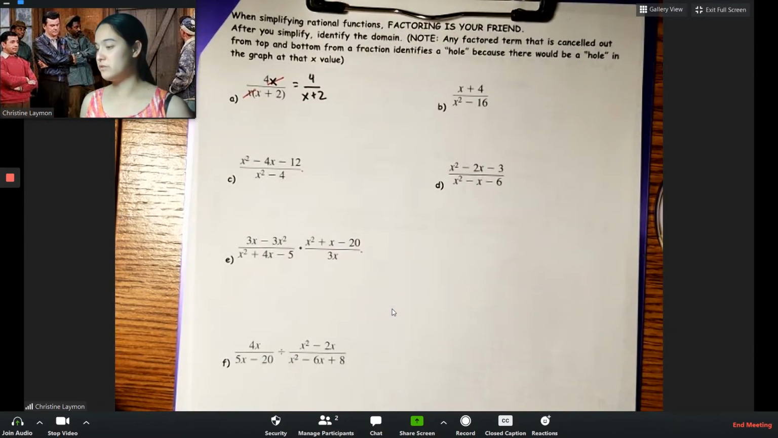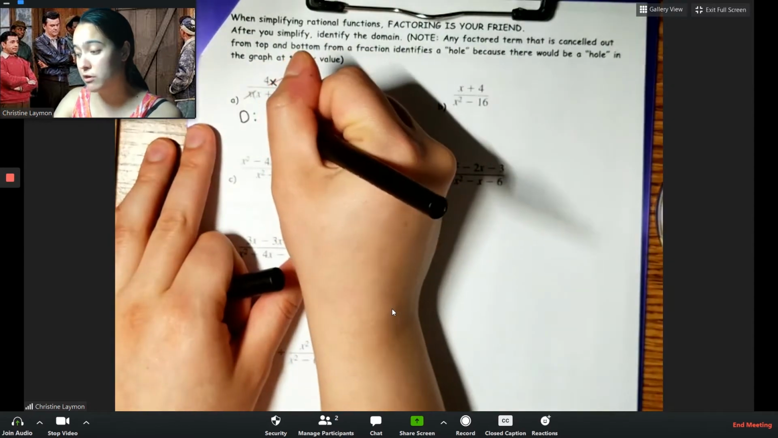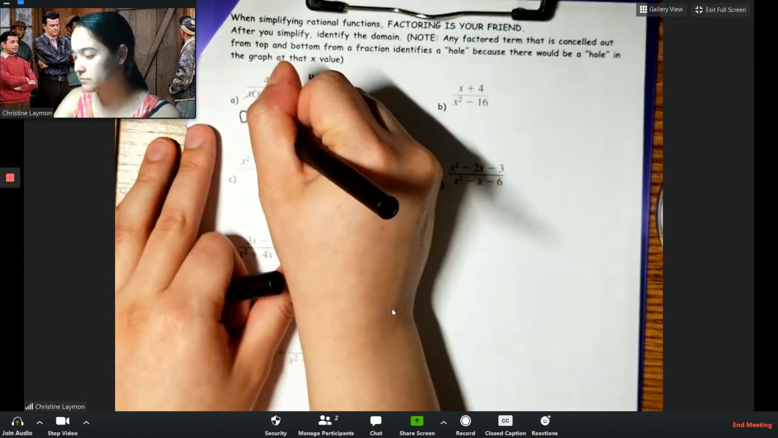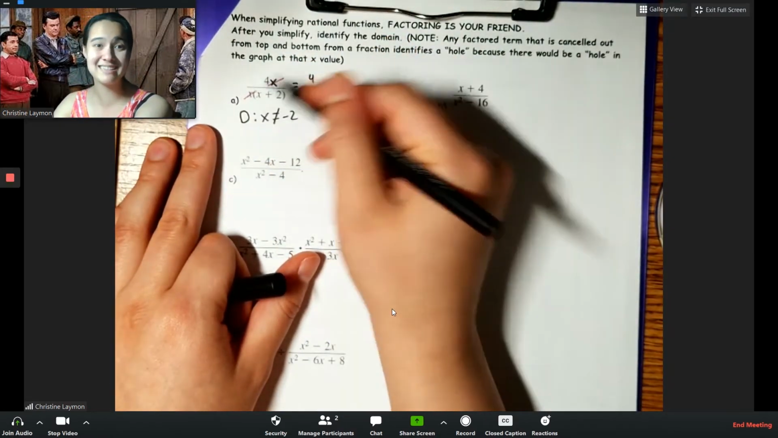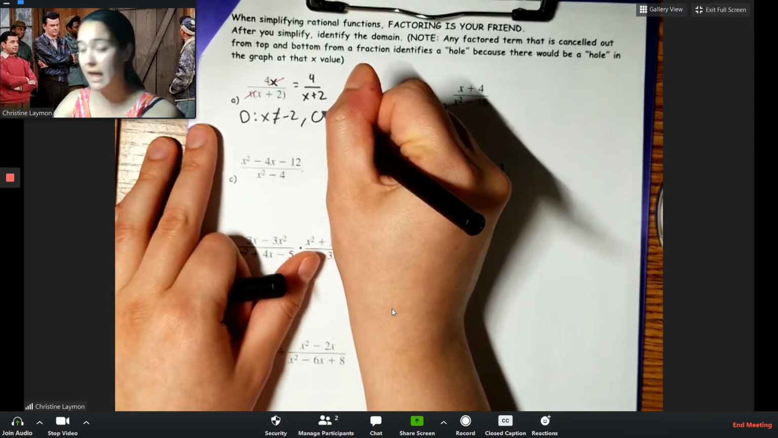Now for these questions, they want me to identify the domain. So basically everything that's not the asymptote, and also identify the hole. So again, a hole is that part that I canceled out. So I'm going to go ahead and write it this way. D for domain, and that is going to be everything except x can't be negative 2. So x is not negative 2, but also do note that I crossed out the x. It's not going to be 0 either. So it's not negative 2, and it's not 0.